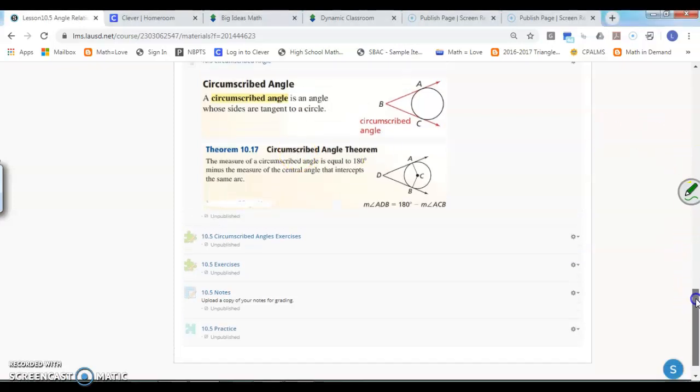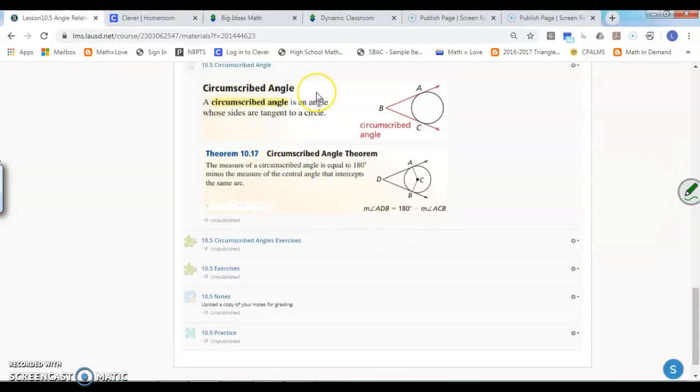So the last one we're going to look at is about circumscribed angles. A circumscribed angle is an angle whose sides are tangent to the circle, like in this figure. So line AB and line CD are both tangent because they cross the circle only once. So angle B, which is formed outside the circle, is a circumscribed angle.